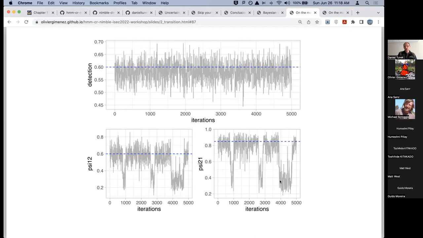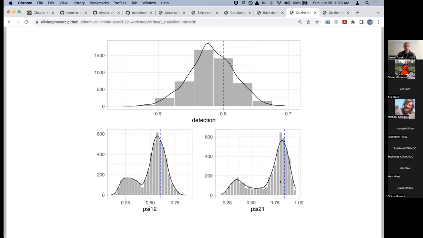It is truly a bimodal posterior distribution here. We see it in the trace plots, and we can see it quite apparently in the posterior density plots for psi 1,2 and psi 2,1, where this secondary mode is of the posterior distribution. So this is something to be aware of.